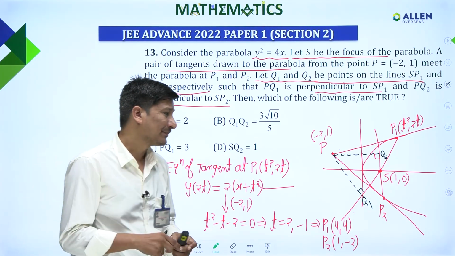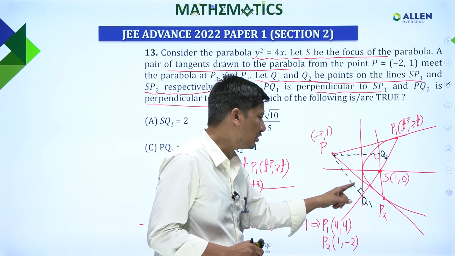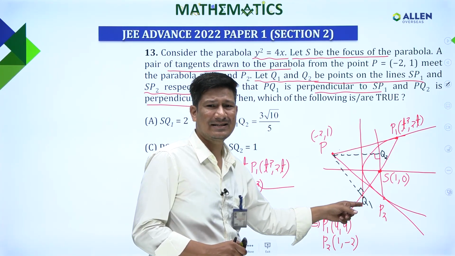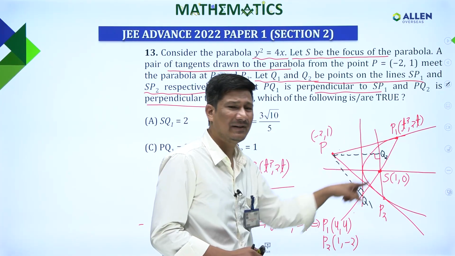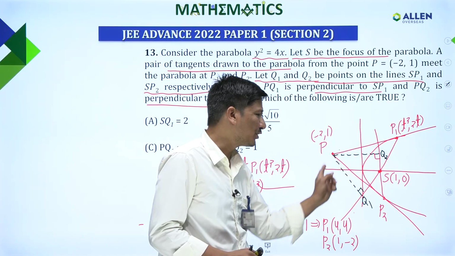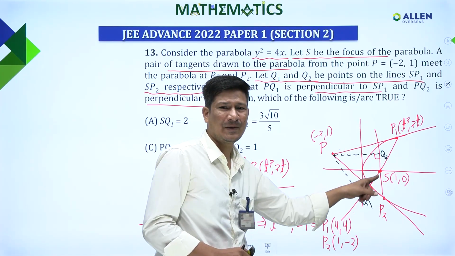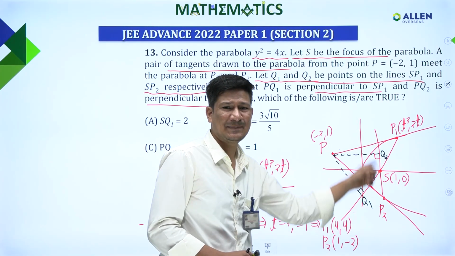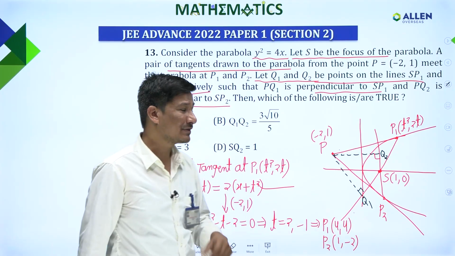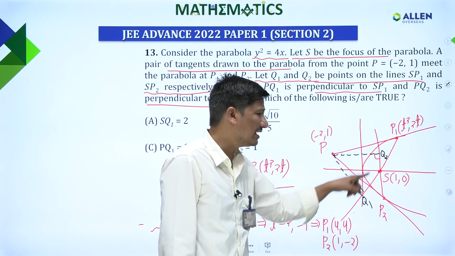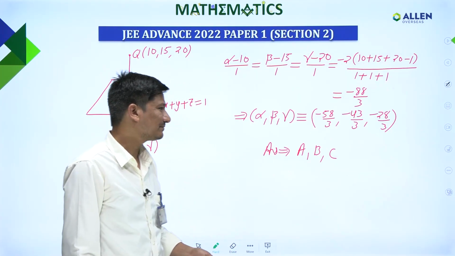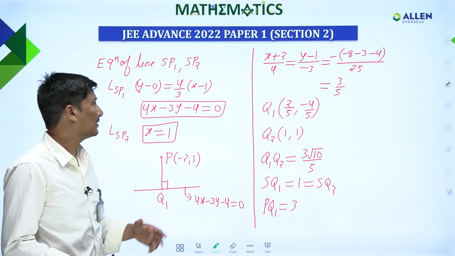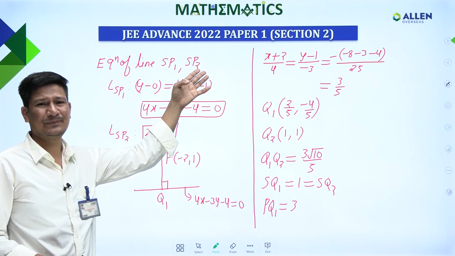Now guys, see carefully. This Q1 is nothing but the foot of perpendicular of the point P on the line SP1. Similarly, Q2 is the foot of perpendicular of the point P on line SP2. So our ultimate target is to calculate the equation of SP1 and SP2, guys. How to calculate? Yes, guys, we know the two points, so we can calculate the equation of SP1 and SP2.